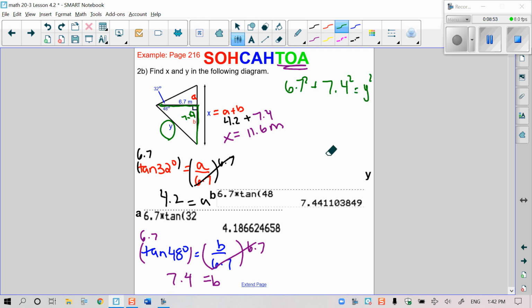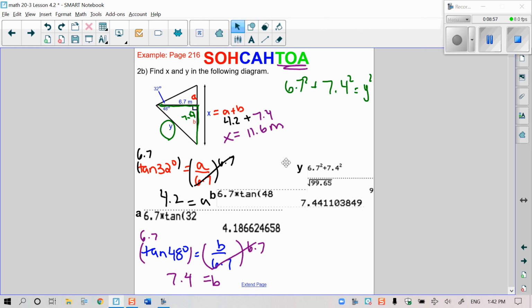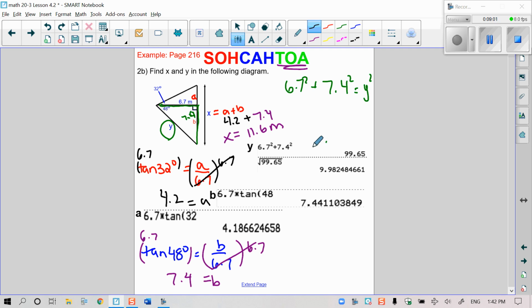Okay, so 6.7 squared plus 7.4 squared, I can put that into my calculator, and there I get what y squared is equal to, but I don't want y squared, I want what y is, so take the square root of both sides. So y is really equal to 10 meters. So now I have x and y.